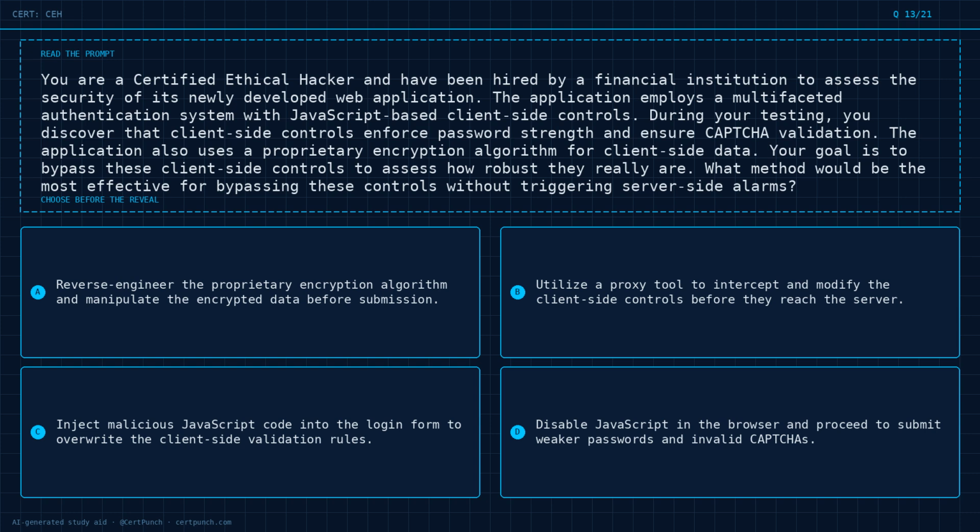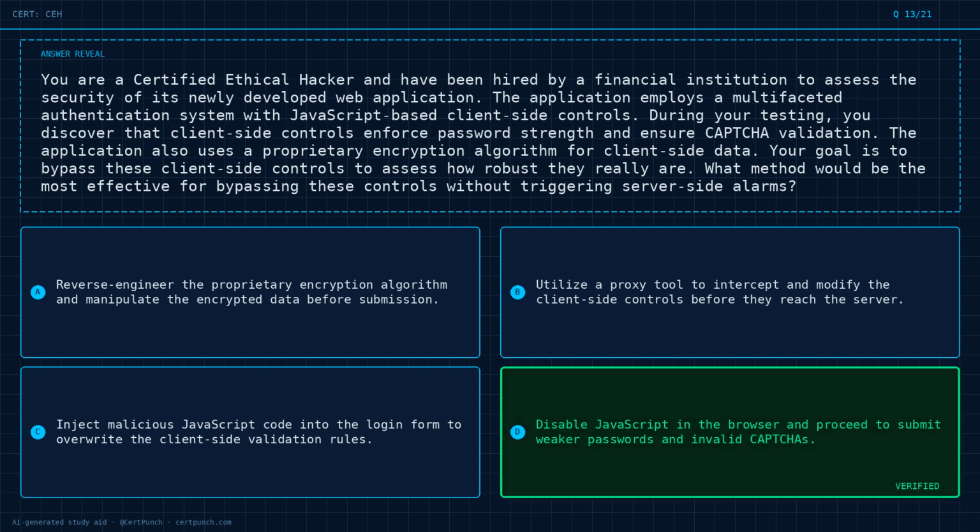Option A, reverse engineer the proprietary encryption algorithm and manipulate the encrypted data before submission. Option B, utilize a proxy tool to intercept and modify the client-side controls before they reach the server. Option C, inject malicious JavaScript code into the login form to overwrite the client-side validation rules. Option D, disable JavaScript in the browser and proceed to submit weaker passwords and invalid CAPTCHAs. Choose the best answer before the reveal. Commit to it now.